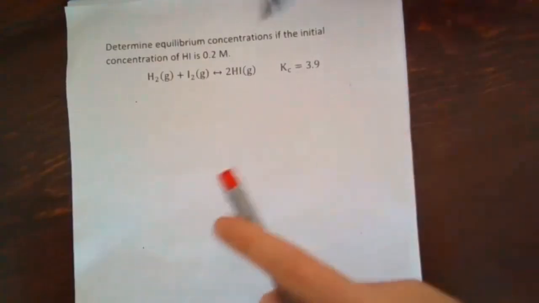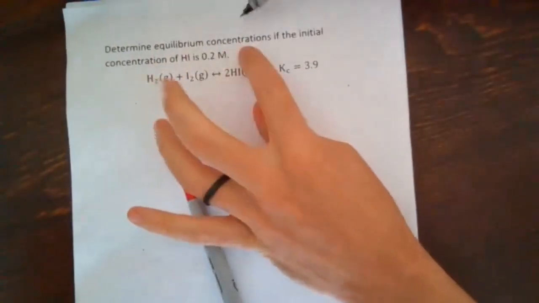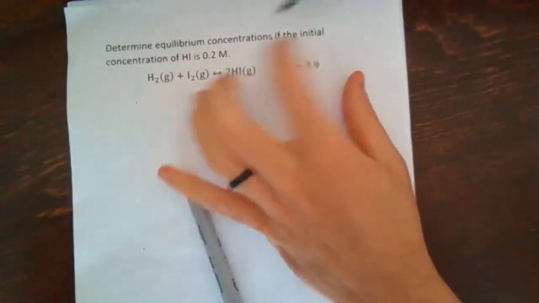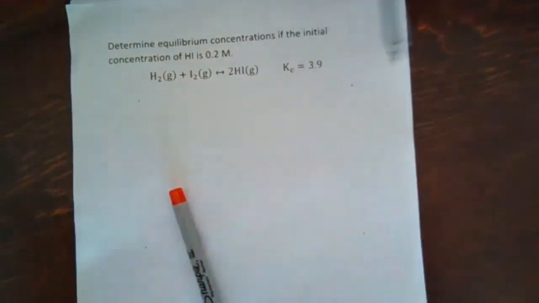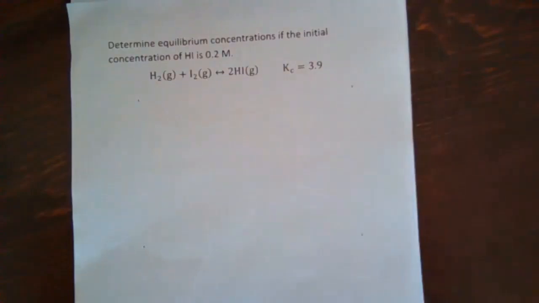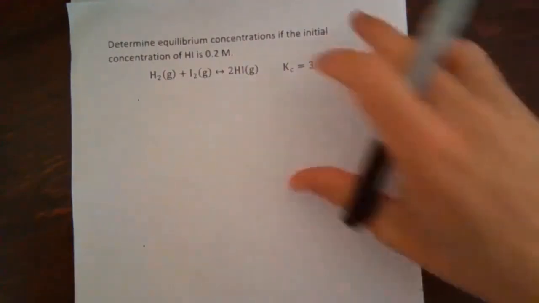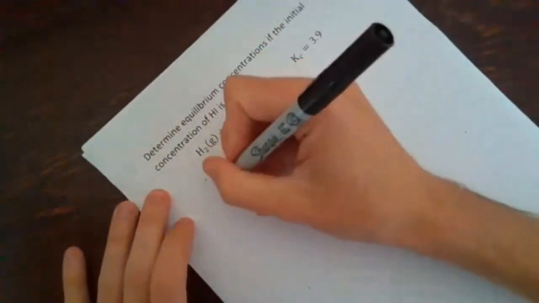In this problem, we want to determine equilibrium concentrations based on the initial concentration of some of our species. This is a really common problem where you've prepared a reaction mixture, and you want to know what it's going to look like when it gets to equilibrium. What are the concentrations of all of my substances going to be? When we want to do this, we're always going to use an ICE table to set up our problem. We want to start by writing out the equation.